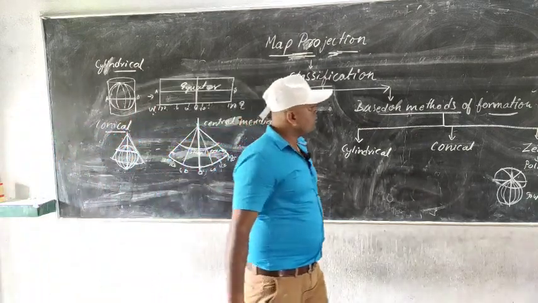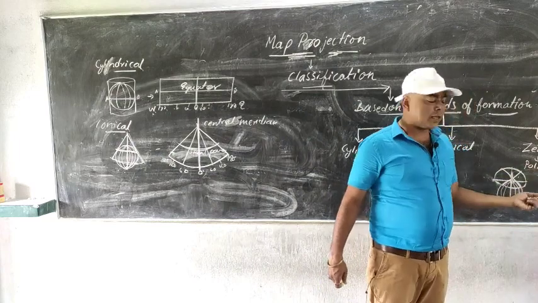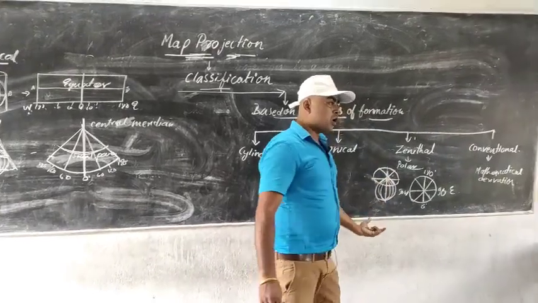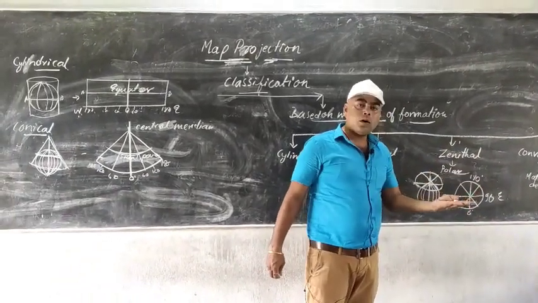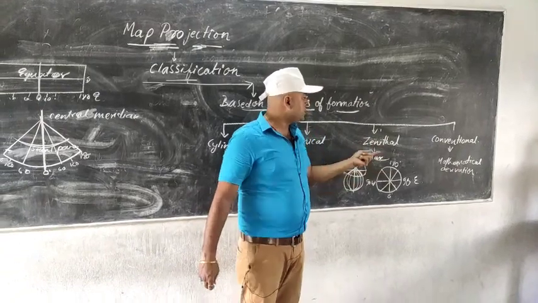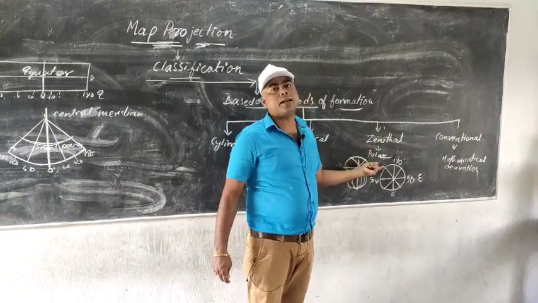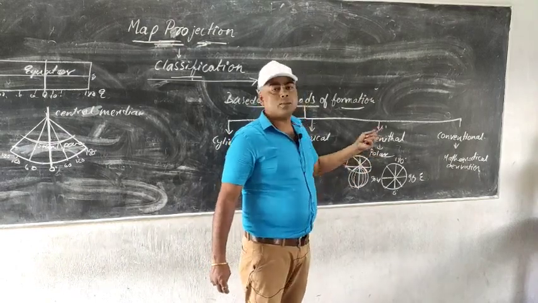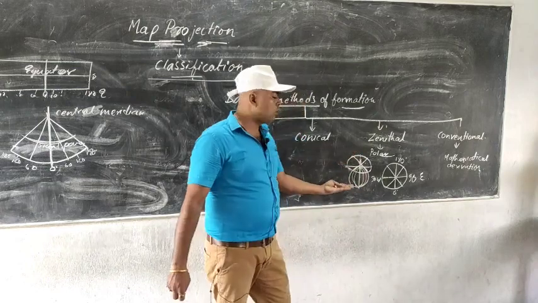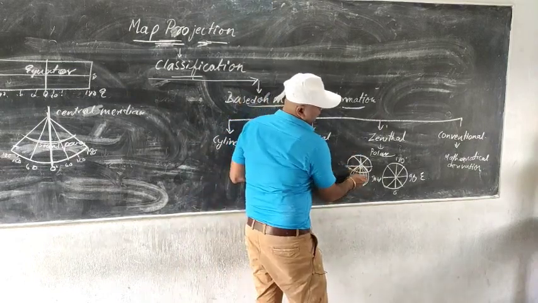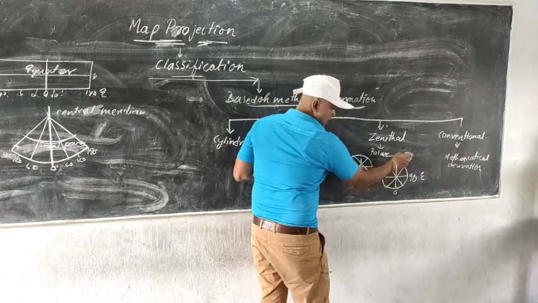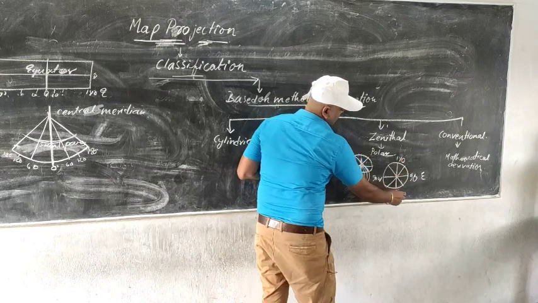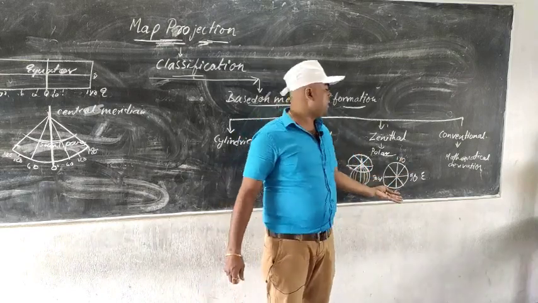The third one is zenithal projection. What is zenithal projection? When a flat paper is placed upon the globe, and this zenithal projection is mostly made for the polar regions, that's why it is known as polar zenithal projection. When it is placed upon the globe, the shape comes like this: 90 degree west, 90 degree east, 180 degree longitude, and 0 degree latitude. So this is for the polar region.